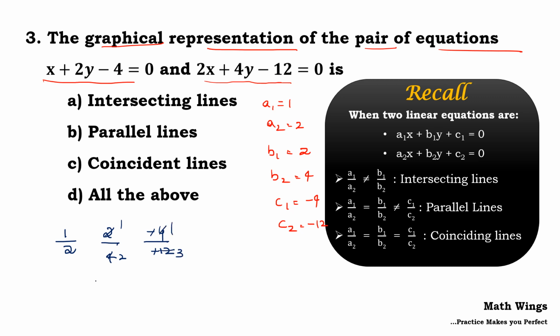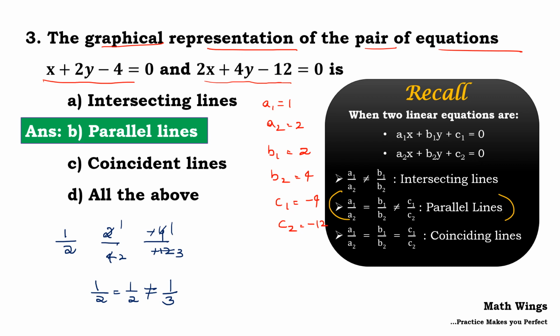So the ratio here is 1 by 2, that is equal to 1 by 2, but it is not equal to the ratio of the constants. Therefore, here we are getting a1 by a2 equal to b1 by b2, but not equal to c1 by c2. So when we solve these two equations graphically, we'll get the lines parallel to each other. Therefore, option B is the correct answer. We'll move on to the next question.